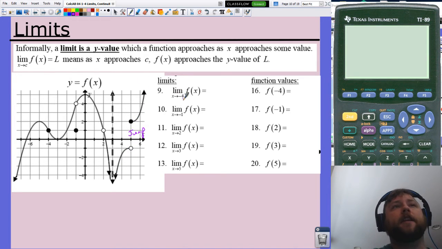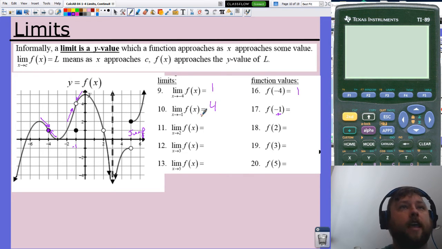If I said the limit as x approaches -4, so x is -4 is here, going left and right, what's the y value? Well, it looks like it's approaching 1. And if I plugged in f of -4, that means you're actually plugging in -4 for x. That's the dot right here. It is also 1, the y value. Now, limit as x approaches -1. -1 is right here. It looks like I'm approaching 4 from the left and right, so we can say 4. However, f of -1, when you plug in, the y value is not 4. It's this point, which is 1.